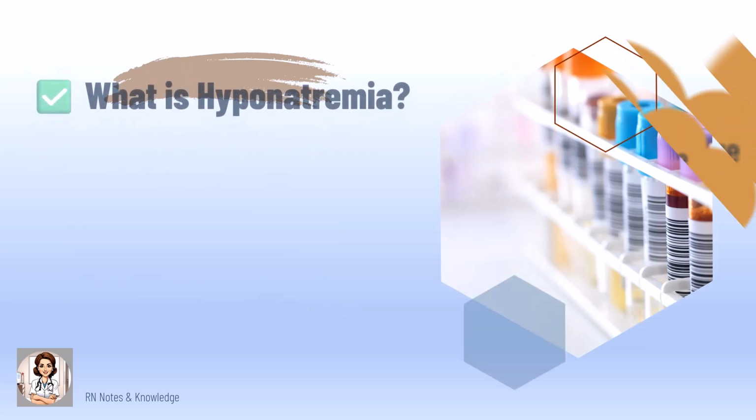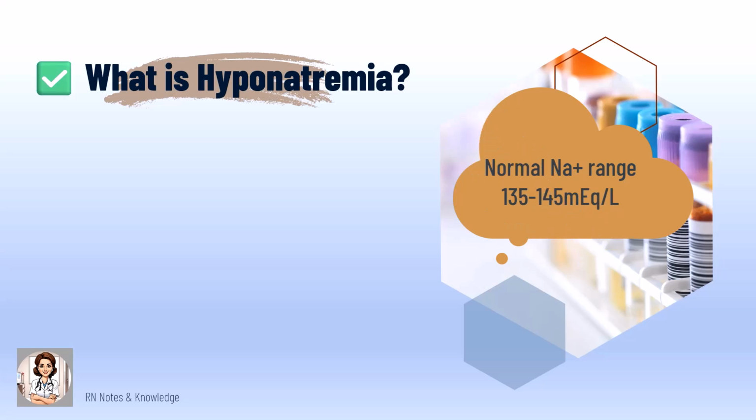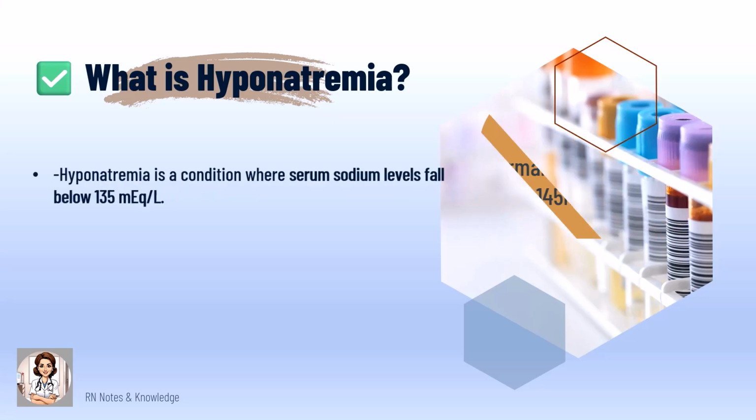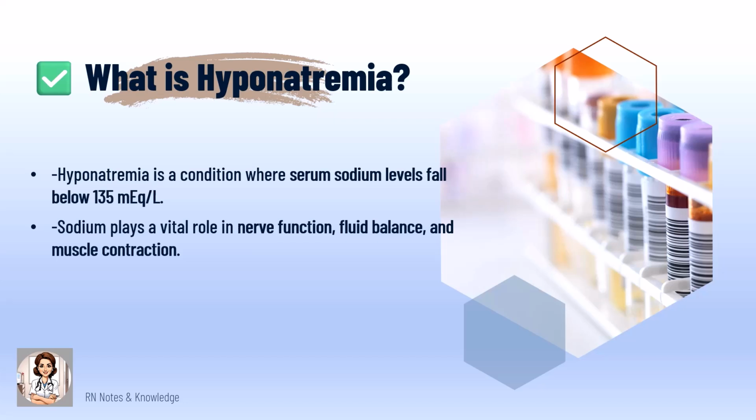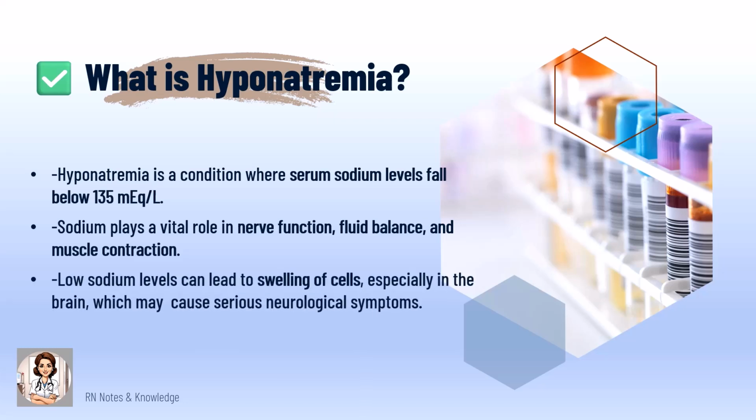What is hyponatremia? A normal sodium range is 135 to 145 milliequivalents per liter. Hyponatremia is a condition where serum sodium levels fall below 135 milliequivalents. Sodium plays a vital role in nerve function, fluid balance, and muscle contraction, and low sodium levels in the body can lead to swelling of the cells, especially in the brain, which may cause serious neurological symptoms.